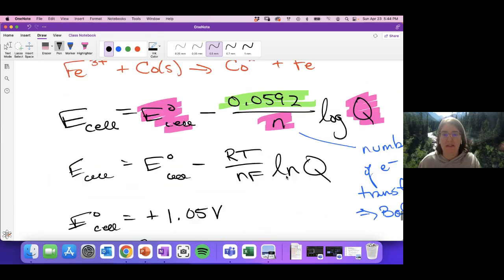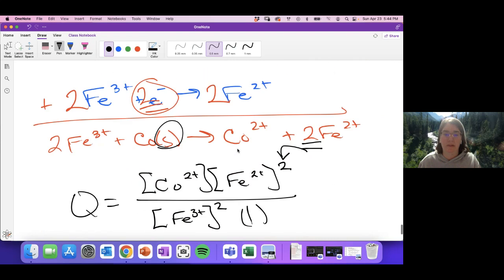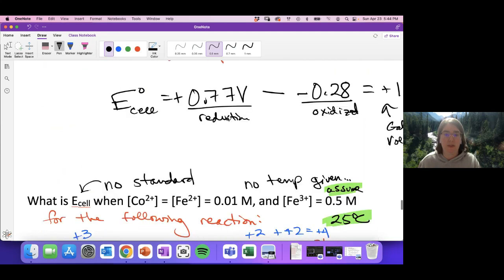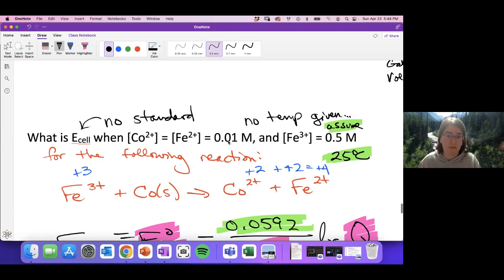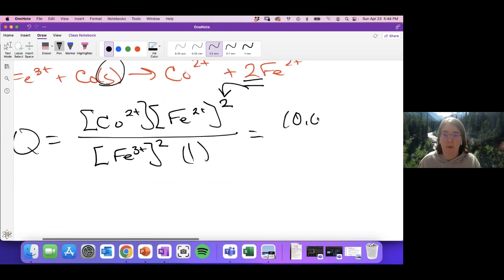So I need a value for Q. Let's go back up and see what numbers I have. Cobalt 2+ and my iron 2+ are 0.1 molar. Iron 3+ is 0.5. Okie dokie. So I'm just going to plug those values in. Oh, look, my 2 pluses are on top. My 2 pluses are the same value. Sorry for the scrolling back and forth so much. So that's 0.1 times 0.1 squared divided by 0.5 squared.